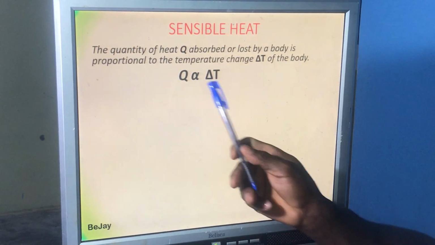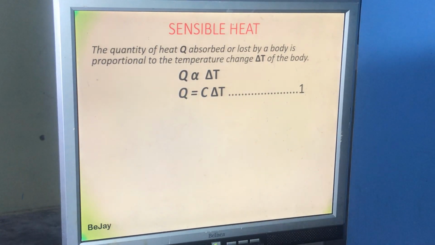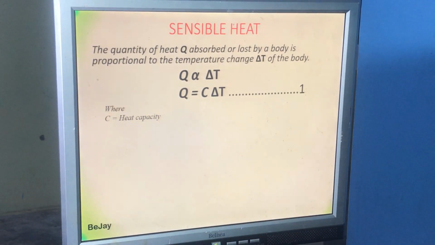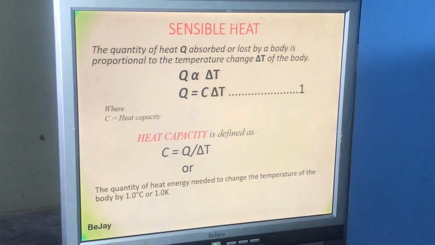So when we remove the proportionality sign, we introduce a constant C. This constant C, we call it heat capacity. The constant C associated with that material, we call it heat capacity. And we define heat capacity as the quantity of heat energy needed to change the temperature of a body by 1 degree Celsius or 1 Kelvin. Remember, change in temperature is the same, whether degree Celsius or Kelvin. So it can either be per degree Celsius or per Kelvin.